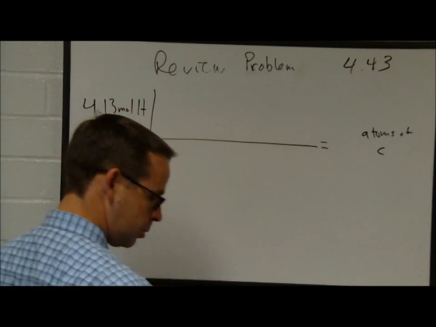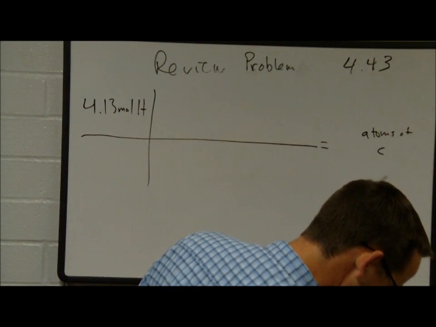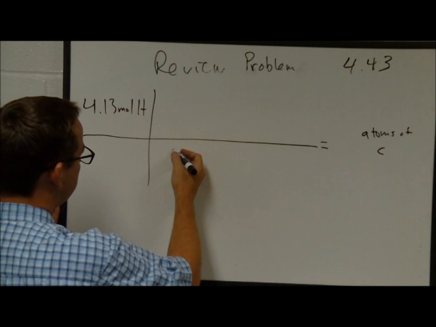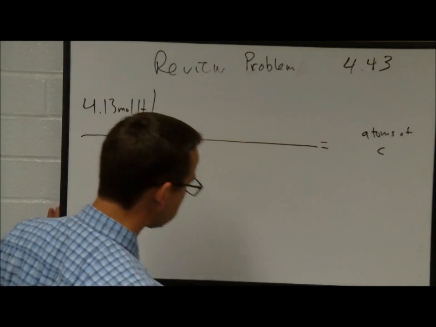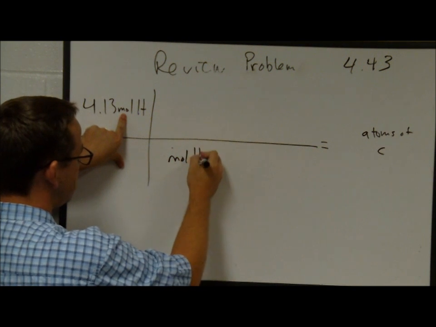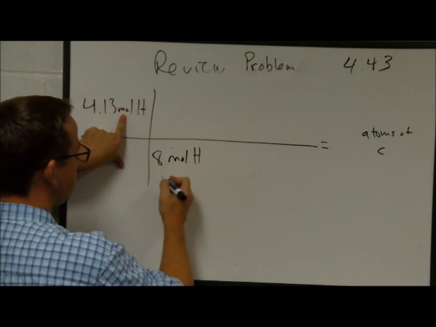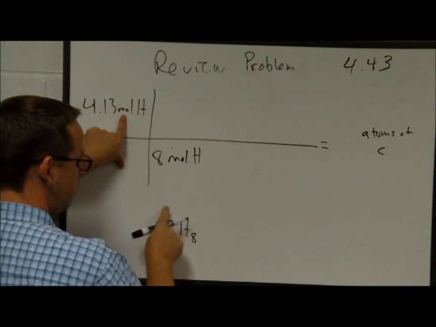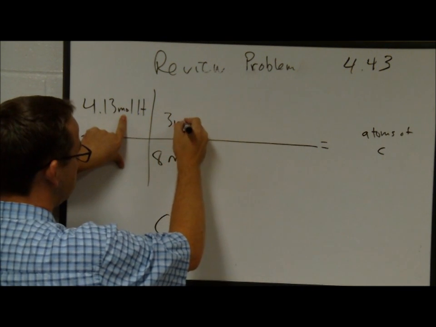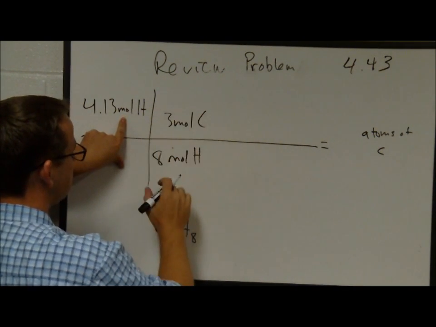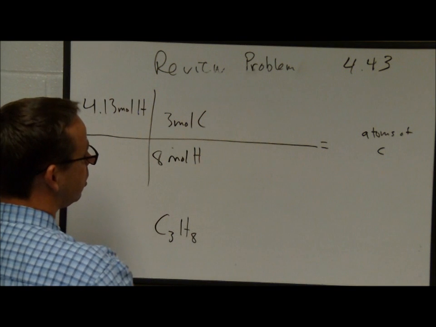4.13 moles of hydrogen atoms in a sample of propane. So in the sample of propane, you have C3H8. We want moles of hydrogen atoms down here. And there's 8 moles of hydrogen atoms in C3H8, 8 moles of hydrogen atoms for every 3 moles of carbon, right? 3:8 ratio. So now we're in moles of carbon.